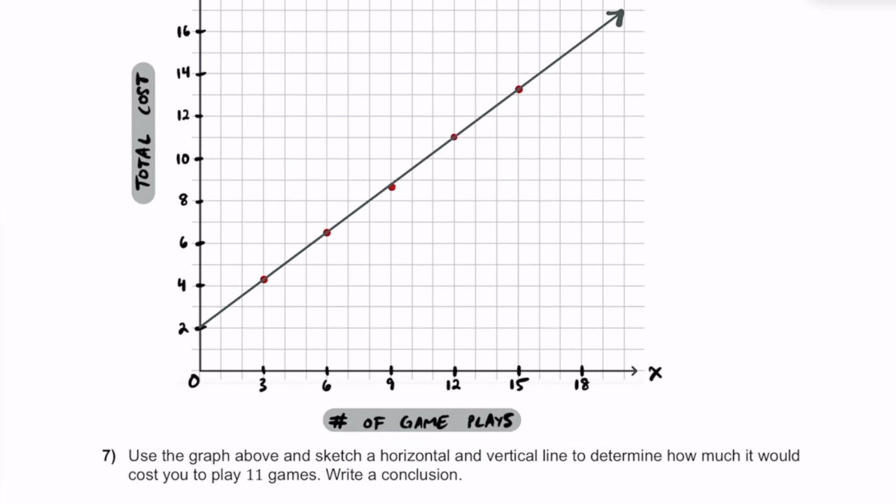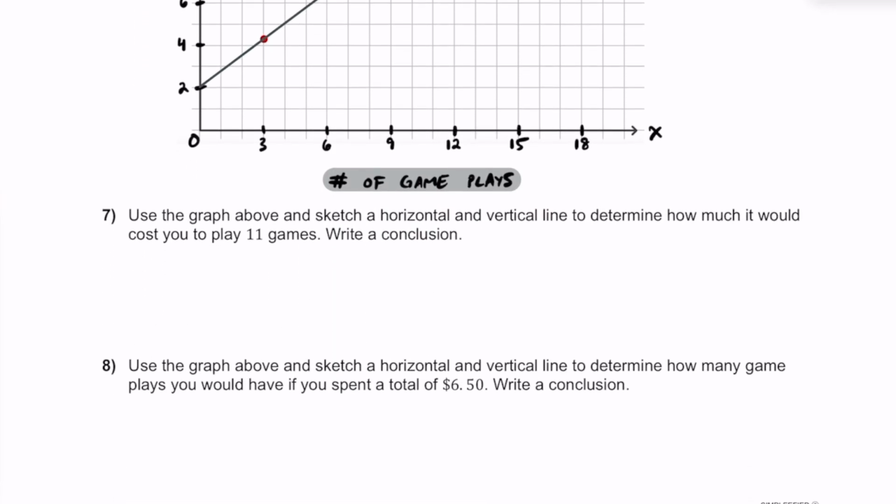All right, so let's take a look at number 7. It says use the graph above and sketch a horizontal and vertical line to determine how much it would cost you to play 11 games. So let's see.